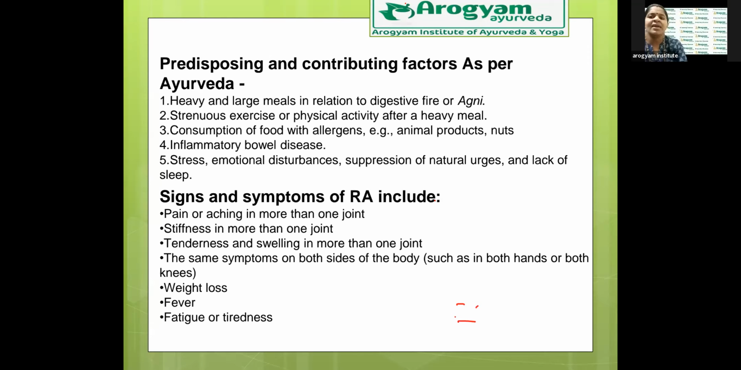Signs and symptoms of RA include pain or aching in more than one joint, stiffness in more than one joint, tenderness and swelling in more than one joint, the same symptoms on both sides of the body, such as in both hands or both knees, and weight loss. These are all seen in RA, along with fever, fatigue, or tiredness.